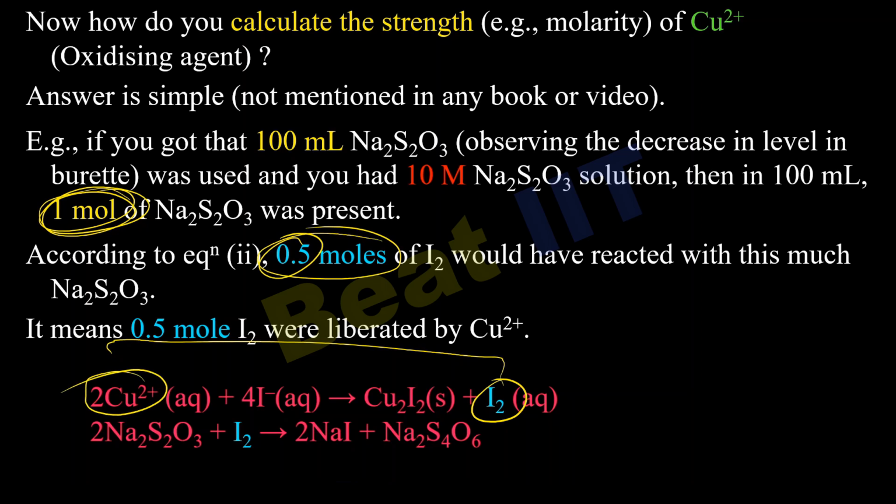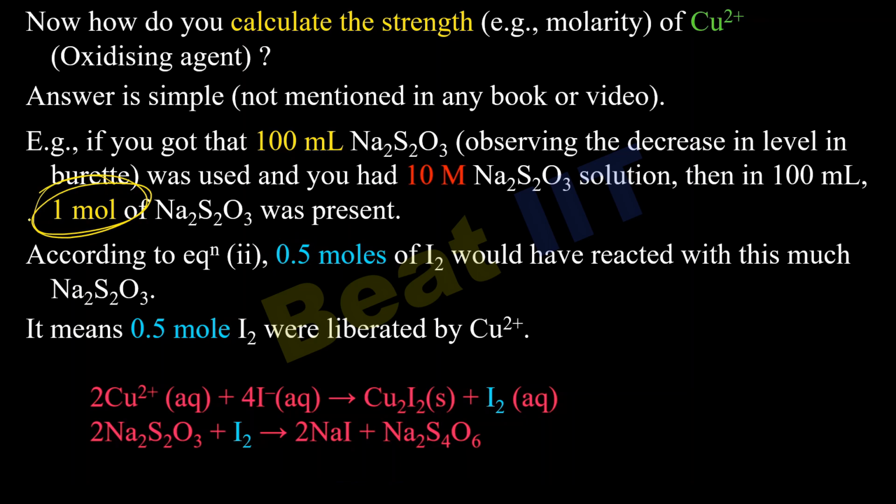You can skip the step from here to here, because you can see I2 is the same in both. You can directly say whatever moles of sodium thiosulfate are used, the same number of moles of copper sulfate were present, 2 to 2, same ratio. Okay. So if we got that 1 mole of sodium thiosulfate was used, it means 1 mole of copper sulfate was present in the analyte.